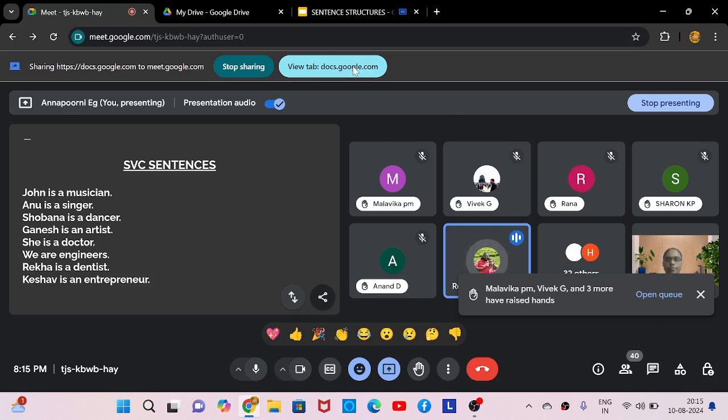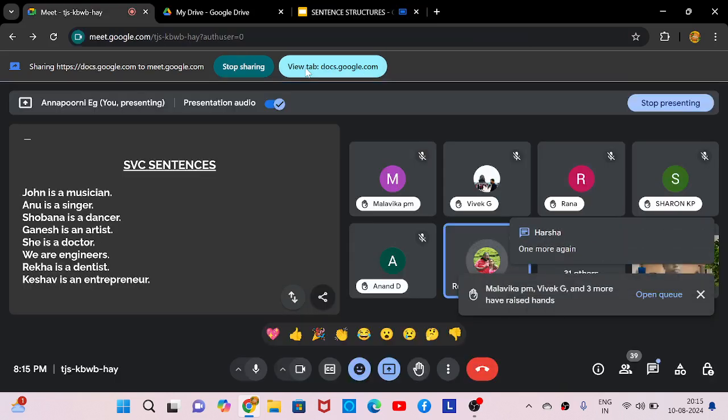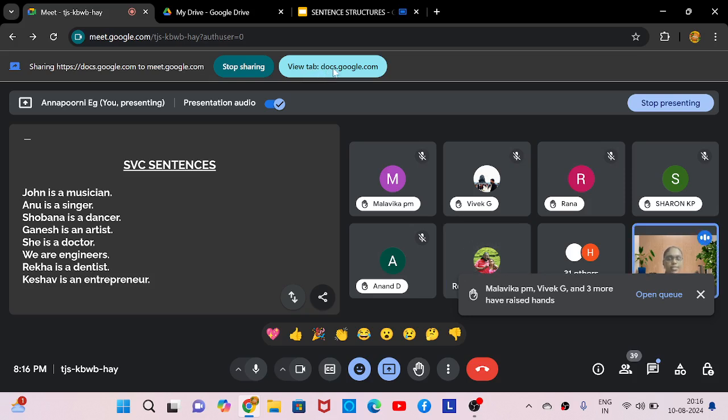John is a musician. Anu is a singer. Shobana is a dancer. Ganesh is an artist. She is a doctor. We are engineers. Rega is a dentist. Keshav is an entrepreneur. Entrepreneur means businessman.